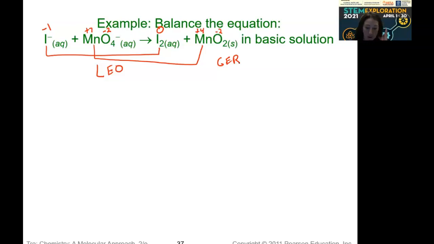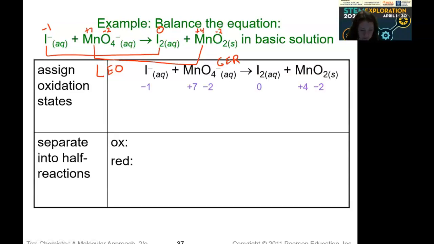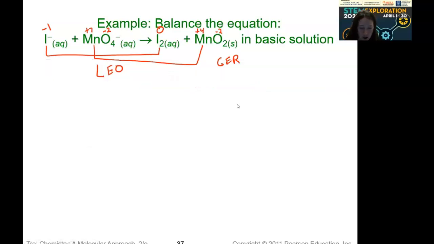Iodine, right? Iodine went from a -1 to a 0, right? And then if we look at manganese, manganese went from a +7 to a +4, right? Actually, I think I'll go back. It'll be easier to see. Our manganese became more negative, so it gained electrons, +7 to 4, right? So it's more negative. I know it's positive. So our manganese was reduced.